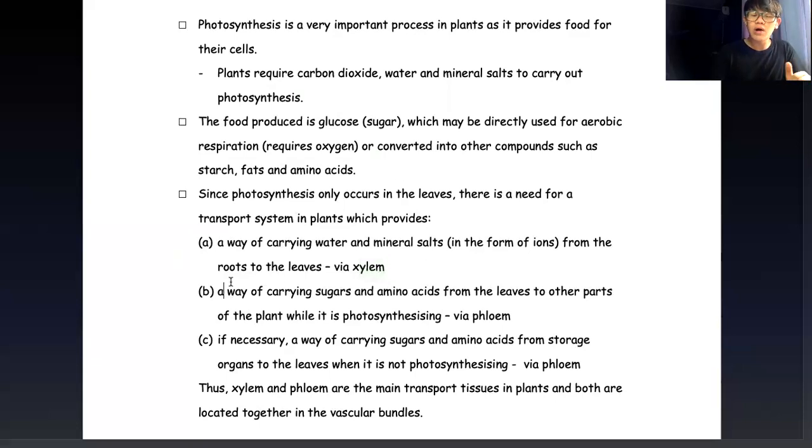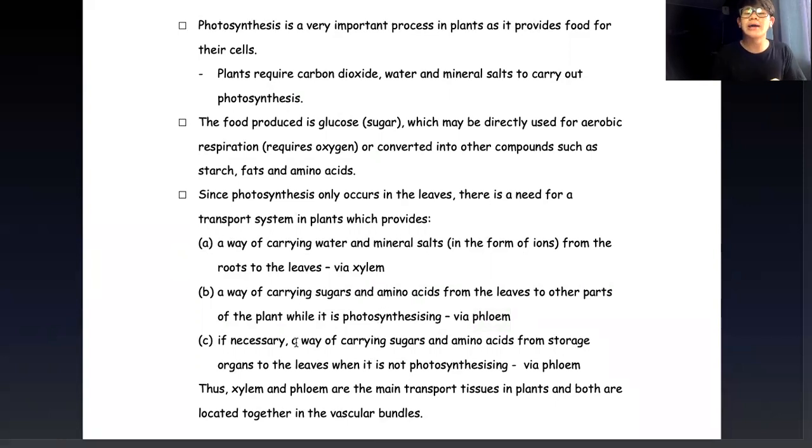And the second point, what is it for? It is a way of carrying sugar and amino acids from the leaves to other parts of the plant while it is photosynthesizing. What it means is once they are photosynthesizing, they are making all this food. So all the food doesn't just stay in the leaves. It will get transported, carried to every other part of the plant, right? And in what forms? They are stored as sugar, they are stored as amino acids. And how do they get transported? They get transported through the structure we call the phloem, right?